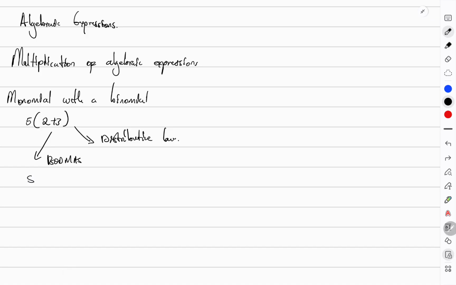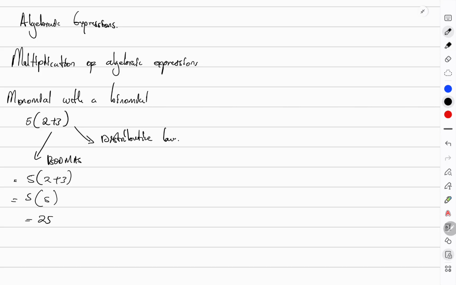Right, with BODMAS, I'm having 5 open bracket 2 plus 3. So inside the bracket, I am having 2 plus 3. Therefore, I'm going to have 5 open bracket. What is 2 plus 3? It is 5. And what is 5 times 5? I'm having a 25. That is what I'm going to have over there.